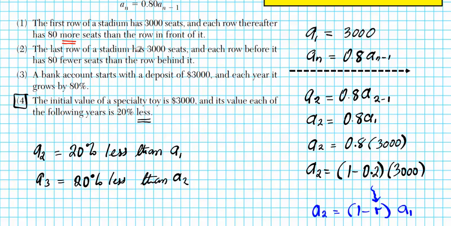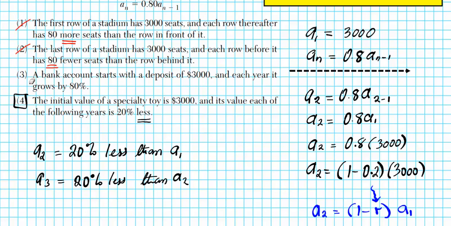Option 2, the last row of the stadium has 3,000 seats. Each row before it has 80 fewer seats than the row behind it. This is fewer, which is good, but what is this? This is an amount. We're looking at a rate, okay? And the decay rate here is 20%. So either it's 20% less or it's 80% of the original row, okay? So neither of those cases is applicable here, so that cannot be the answer.